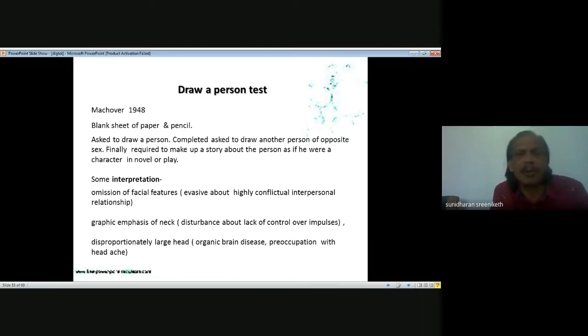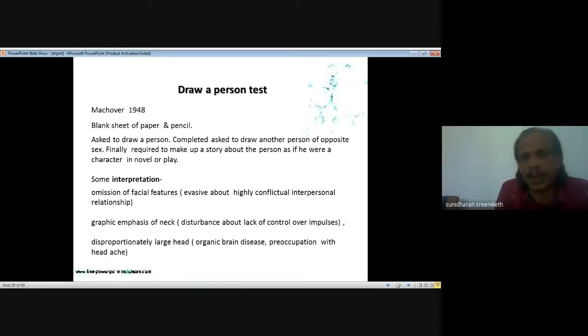This test is commonly used for children to understand their personality. If he omits the facial features, it indicates conflictual interpersonal relationships, conflict with parents or siblings or any other authority figure in his life, for example, teachers. So, that is omission of facial features.